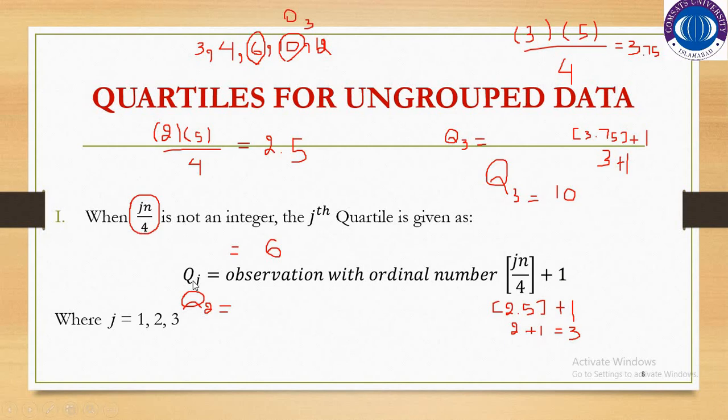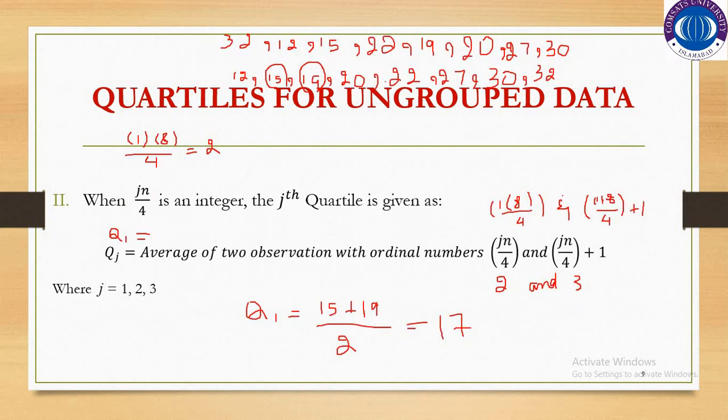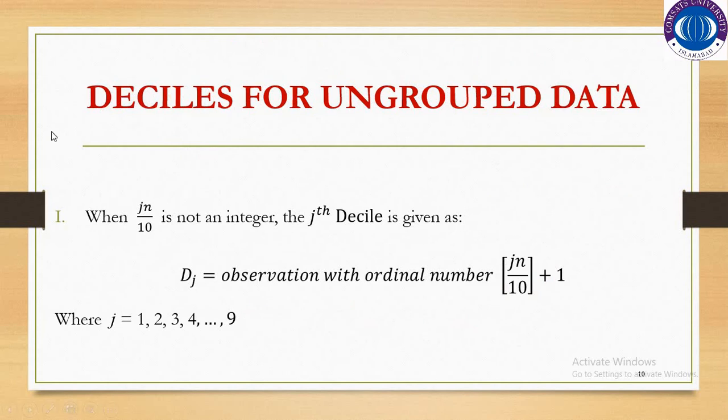Whenever you have to find out the quartile, you calculate j into n by 4, whether it is an integer or not an integer. The rest of the criteria will depend on this. In case of decile, you will see whether j into n by 10 is an integer or not. If it is not an integer, you will use this criteria to find out the jth decile. That is, if you want to find out the 8th decile, you will substitute 8 in place of j, and if you want to find out the 5th decile, you will substitute 5 in place of j.